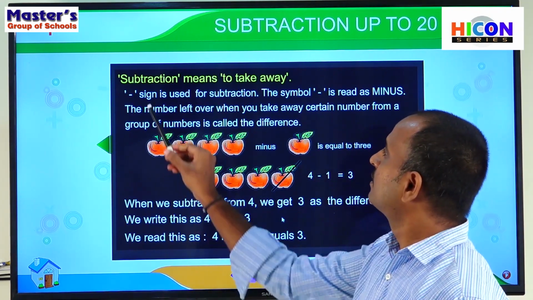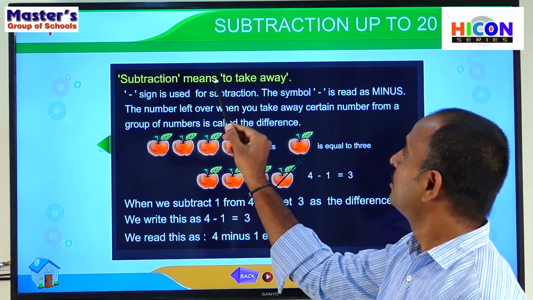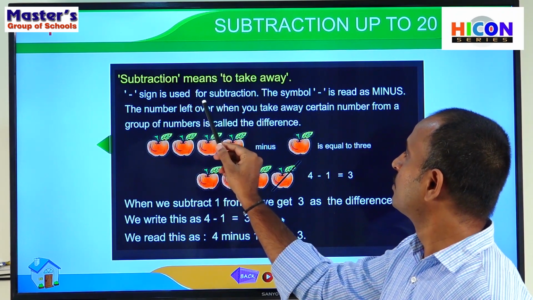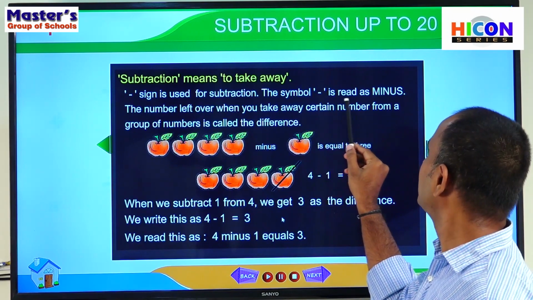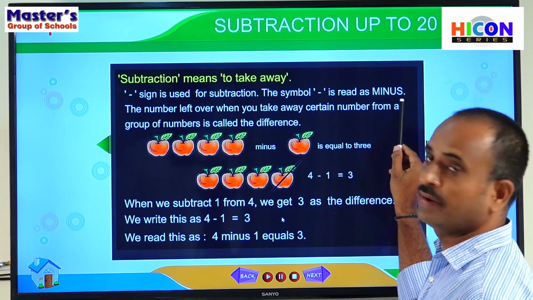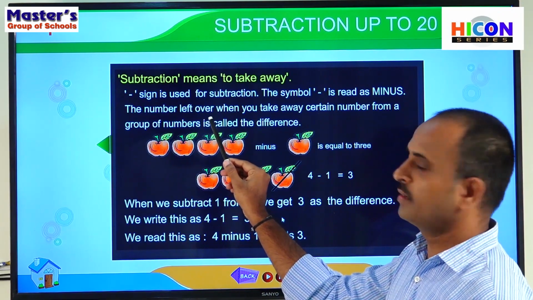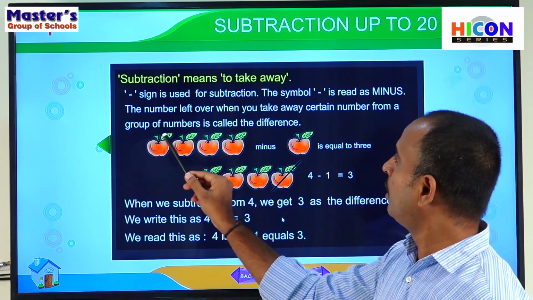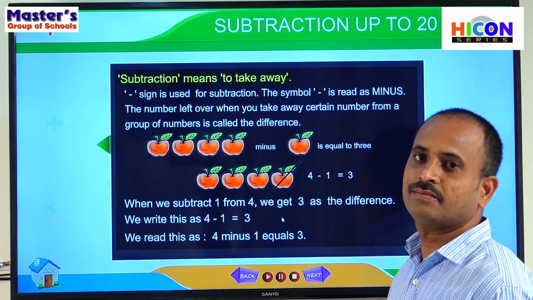Subtraction means to take away. Minus sign is used for subtraction. The symbol minus is read as minus. The number left over when you take away a certain number from a group of numbers is called the difference.